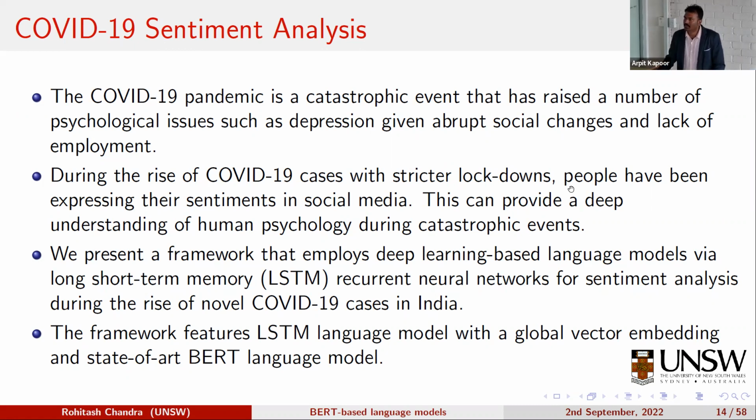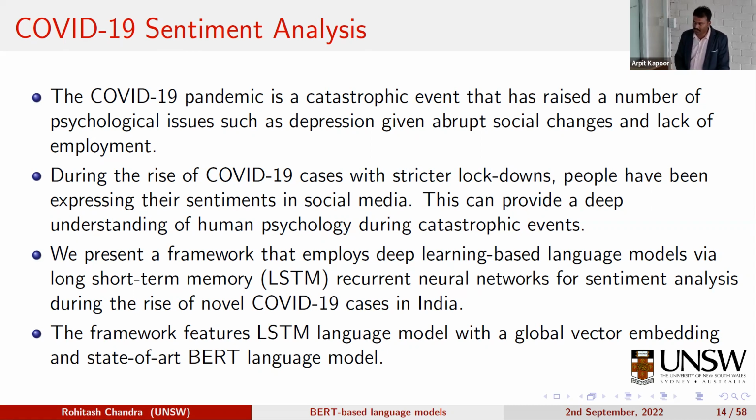During COVID-19, as the cases were rising, there were stricter lockdowns. People were really upset, and this is all well known. A deep understanding of human psychology during catastrophic events is important. We basically present a framework where we use LSTM networks, and we focus on the COVID-19 cases in India.